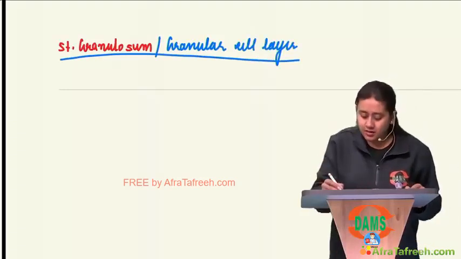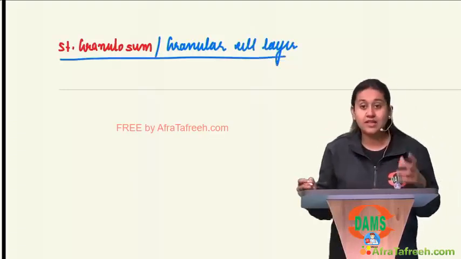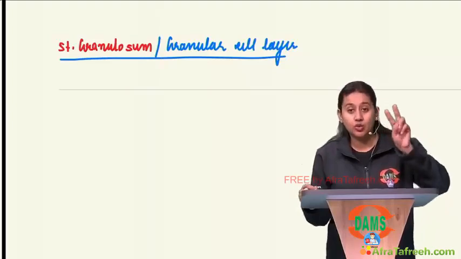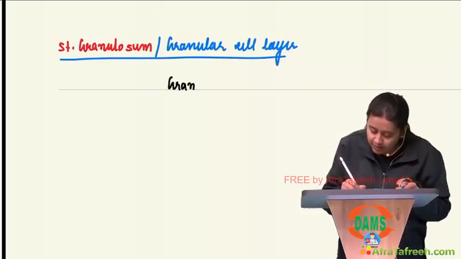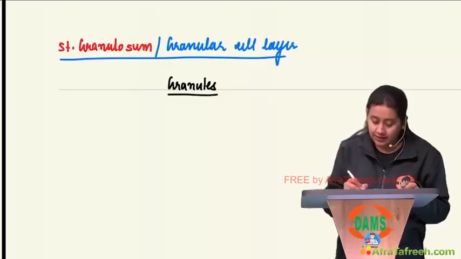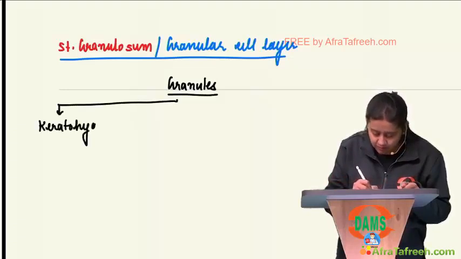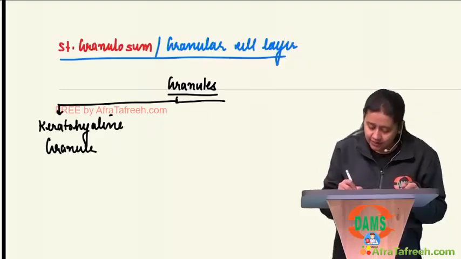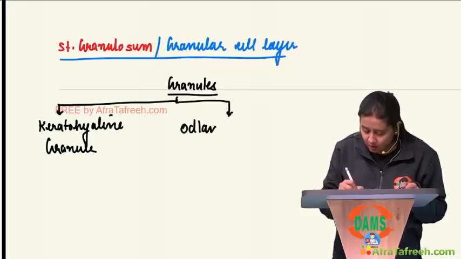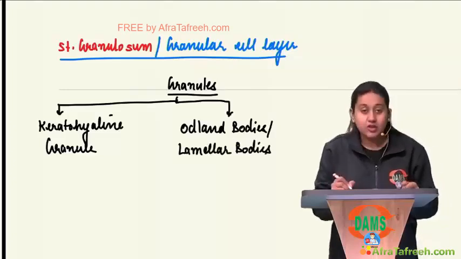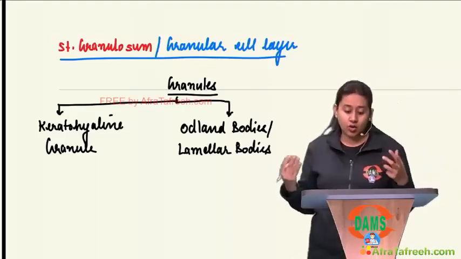Stratum granulosum is also known as a granular cell layer. The question is why it is known as granular cell layer. The reason is because it contains two types of granules. What are those two types of granules which you see in this particular layer? One is known as keratohyalin granule, and the second one is called Ortland bodies or lamellar bodies. So we have keratohyalin granule and we have Ortland bodies or lamellar bodies.